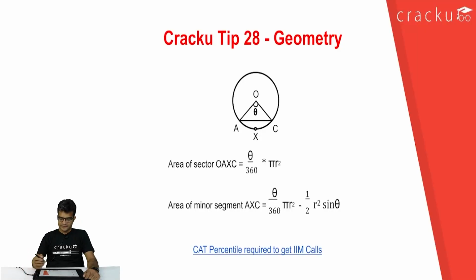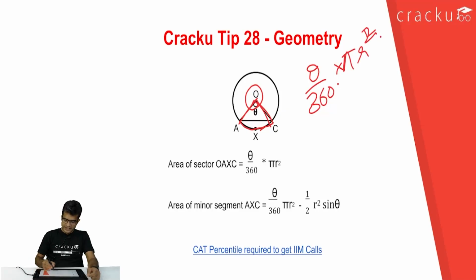Now, if you are given a circle and if you are asked to calculate the area of the sector, this area over here is theta divided by 360 times the area of the circle, because the angle subtended at the center is theta, and the angle around the point, that is the angle around the center, is 360 degrees. So the area of the sector will be theta divided by 360 into pi r square.